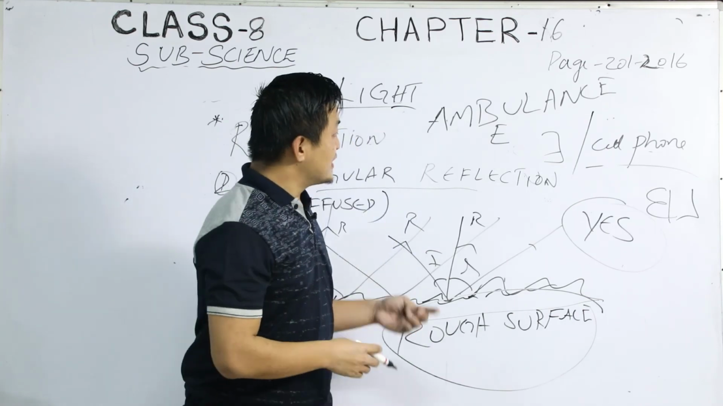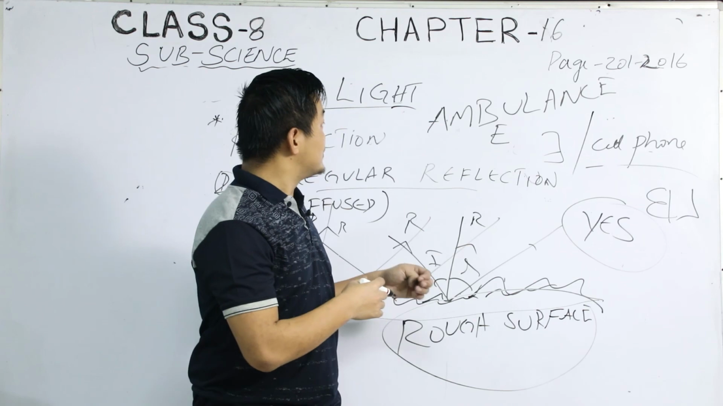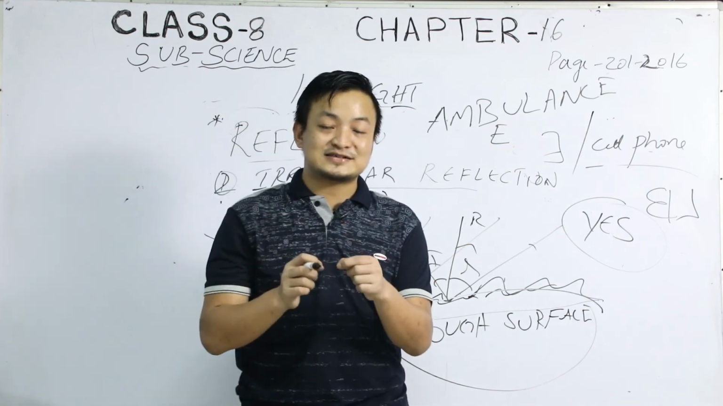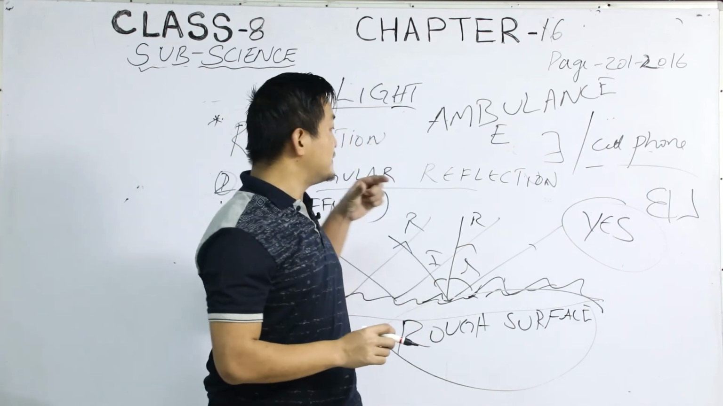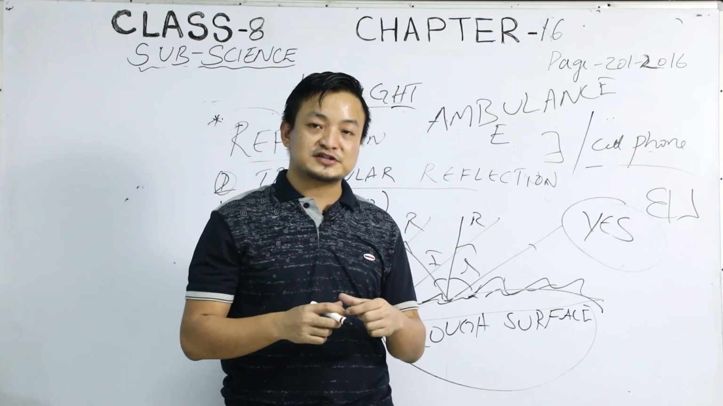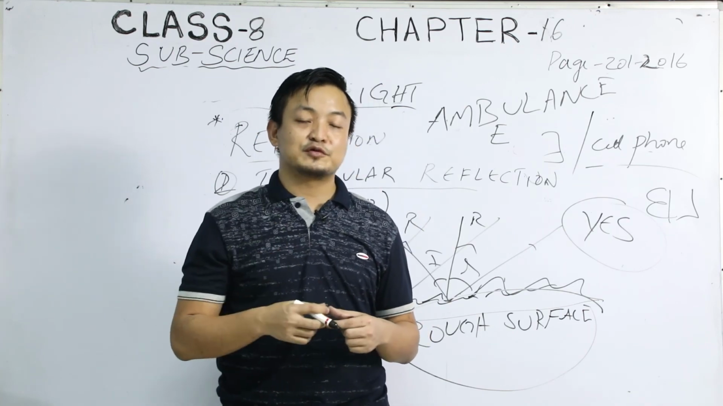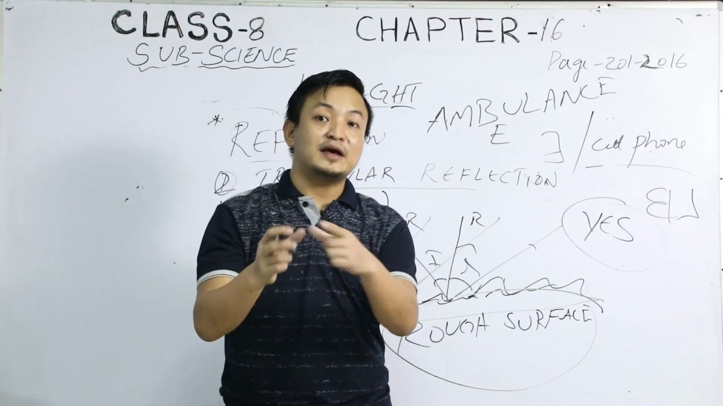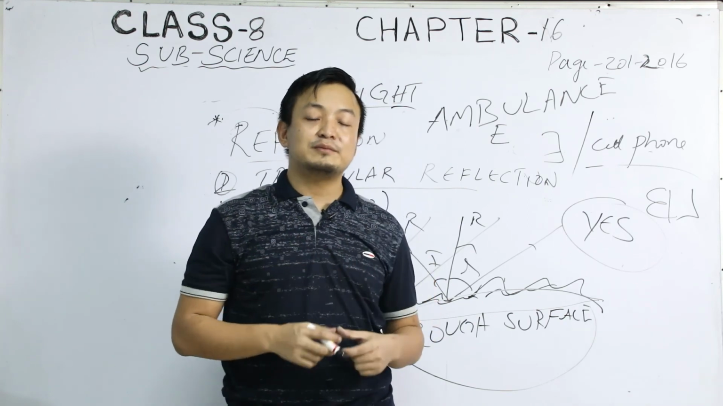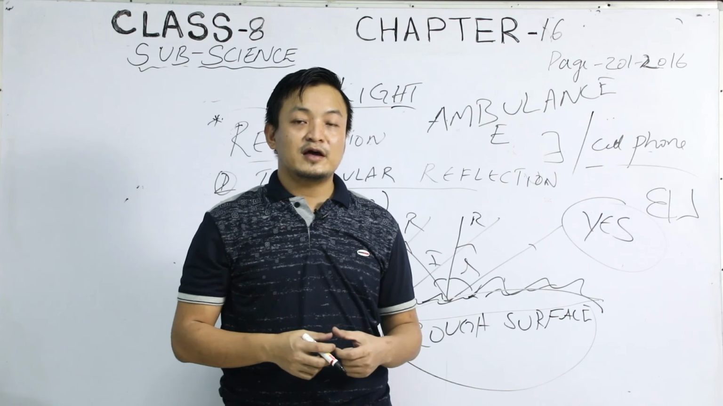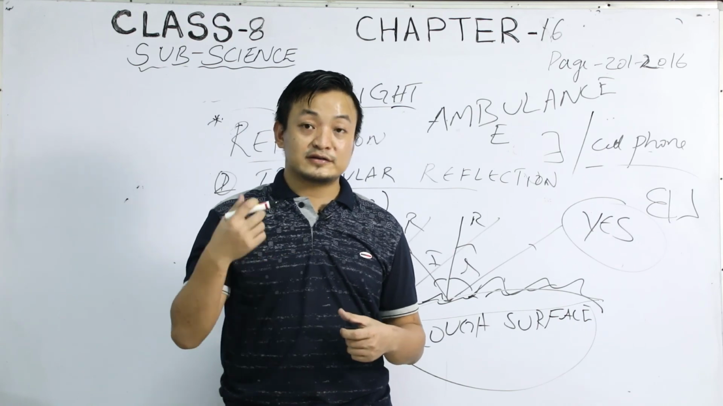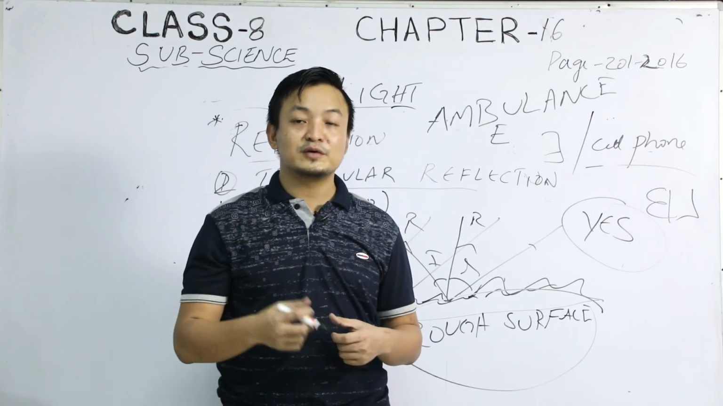So students, in today's video, we have discussed the basic concept of reflection and the laws of reflection. In the next class, it's going to be very interesting because we're going to see how an image is formed in a plane mirror, and we are going to study the diagram of the human eye.